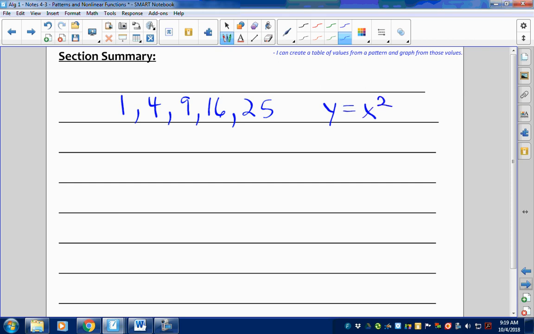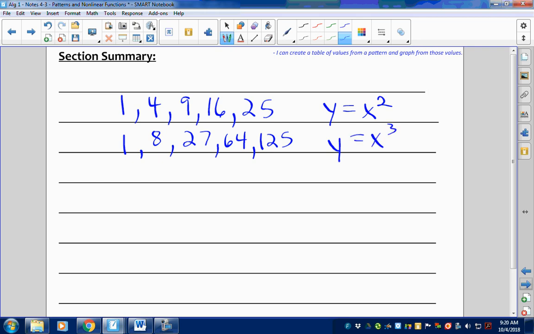Do you remember what the cubic pattern was? It was 1. What's 2 cubed? 8. 3 cubed was 27. 4 cubed was 64. 5 cubed was 125. You won't see it go above that. That's the y equals x cubed pattern.